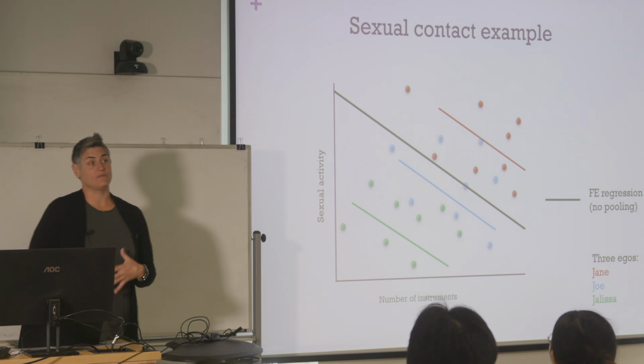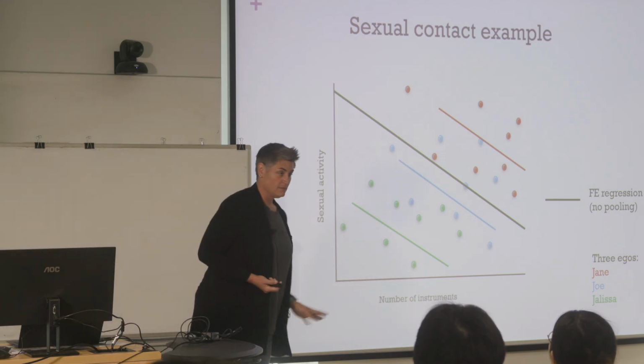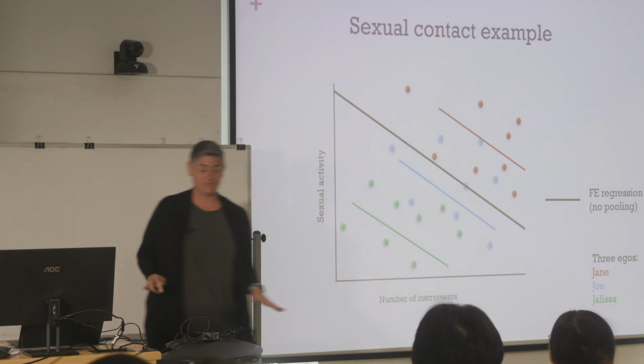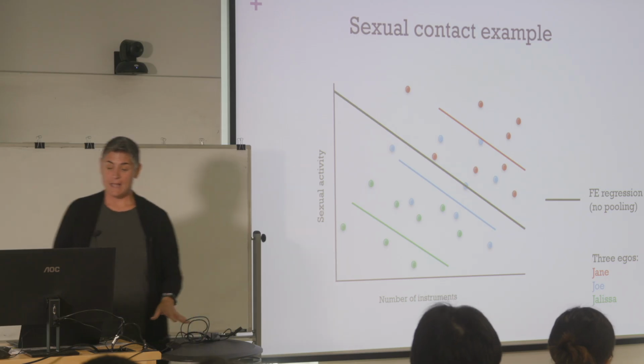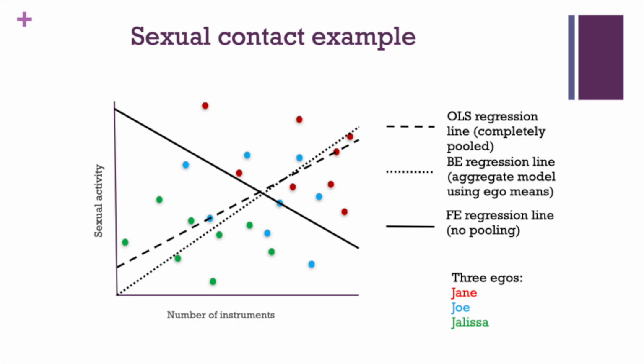And so this would be sort of an extreme example. I have no idea why this would be, because I don't agree with that. This is just for the purposes of illustration, you guys. But the point is, we can have these very different within and between effects. And so here's our OLS regression line, right? Completely pooled. Our between effects regression line, which is in practice very similar to OLS.